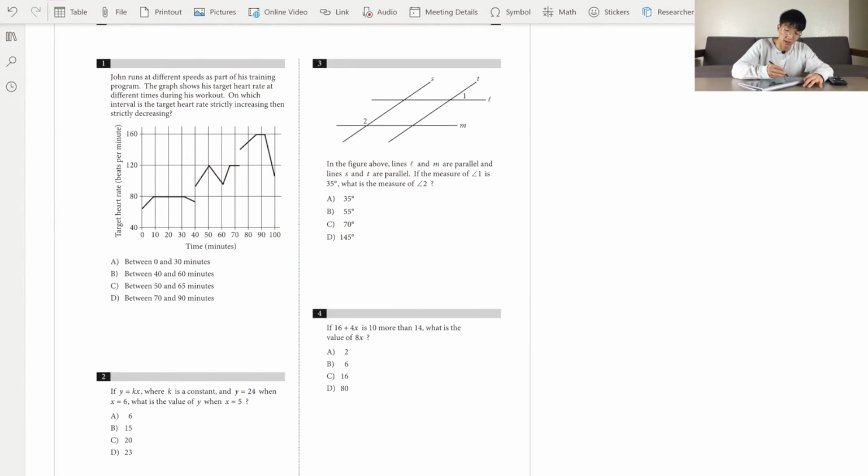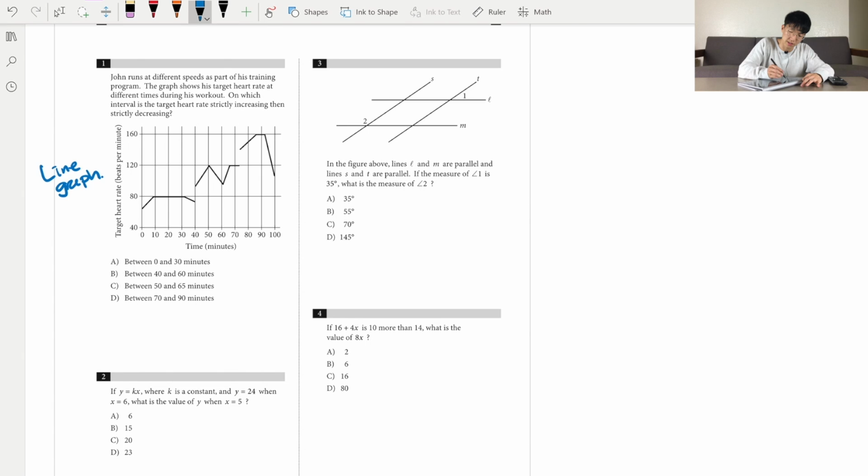In this video, we are going to cover College Board First Exam Section 4 with calculator. And in this video, we are going to categorize Section 4. So number 1, I first of all see a line graph. And it's asking on which interval is the target heart rate strictly increasing then strictly decreasing. So you will be interpreting. And I'm going to assign 1 as a difficulty.